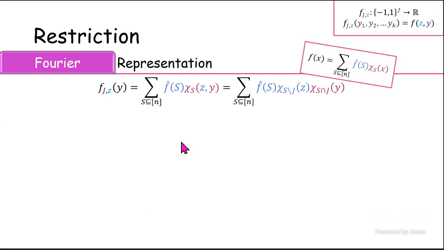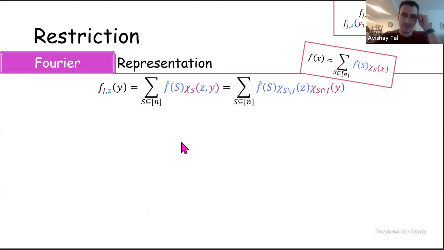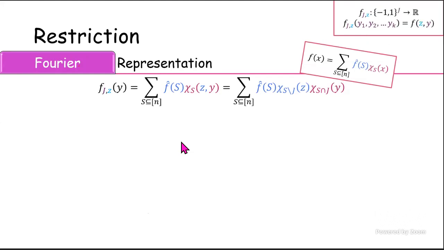And because the parity functions are multiplicative, this is how it's called, we can separate the z on the variables that are outside J and y on the variables inside J. And then we get that the part of z in the parity function is actually constant now. So it goes together with the Fourier coefficient, and we have only the part of S that is inside J, the intersection of S and J, the alive variables in S. This is actually the new character.